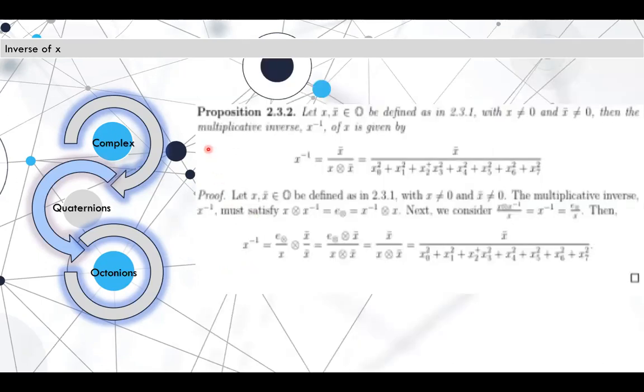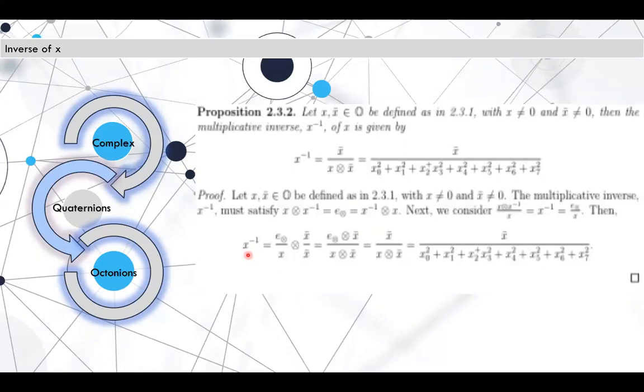Now we use the previous result, the norm, to show the form of the inverse of x. We are saying that the inverse of x is x conjugate divided by the norm. Now we show this simply by a bit of modern algebra. We remember that the inverse of x has to satisfy x times x inverse equals the identity equals x inverse times x. And then we just take a step that looks like the identity divided by x.